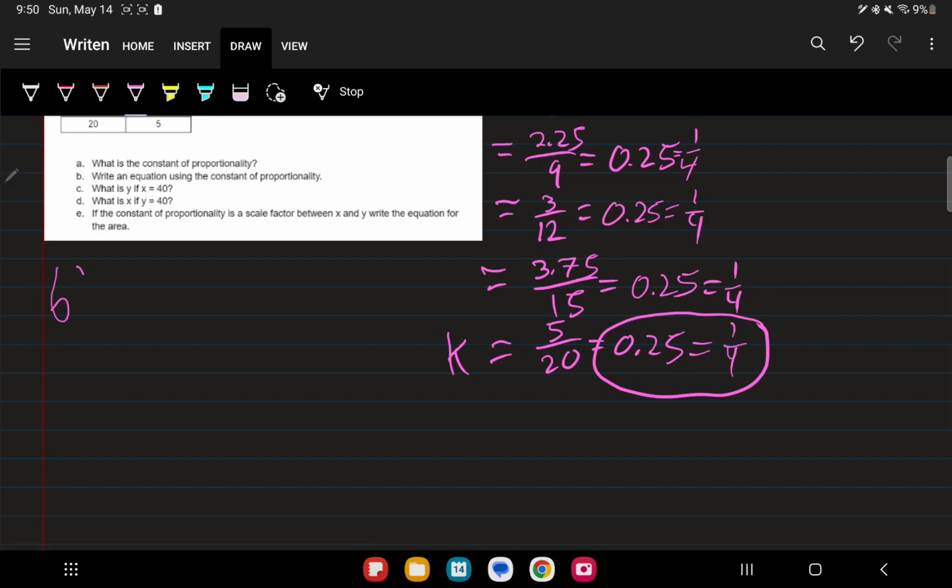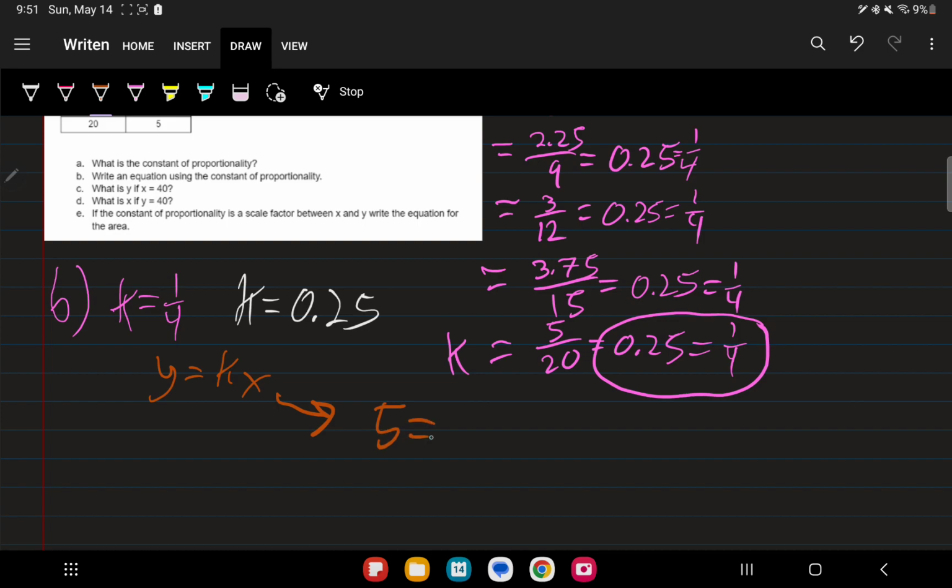This is your answer for A. Next, B. B is where I see a lot of students making mistakes. So we have K is equal to 1/4, or I'll write it this way, K is equal to 0.25. At this point, you need to use this equation, that y is equal to kx. And you should only fill in k. If you put an x and y, like I see some people do, where they do something like this, so you get 5 is equal to k times 20. That's wrong. I don't need you to reiterate this. We just did that here.